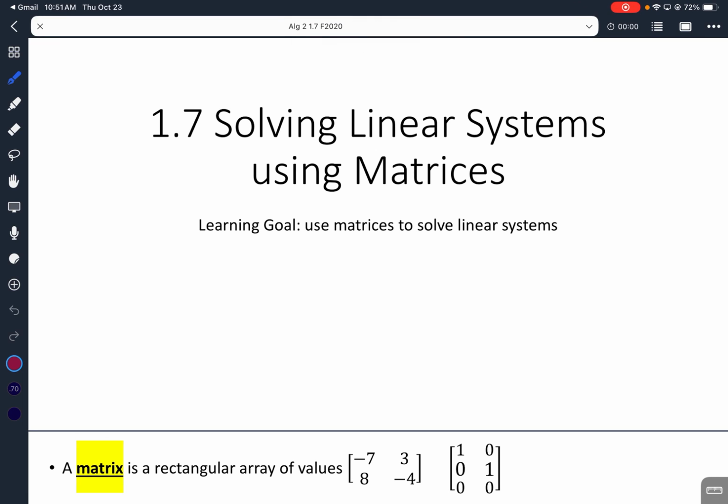2.7 solving linear systems using matrices. Okay, so we've done elimination, we've done substitution, we've done graphing inequalities. We are going to now do matrices.